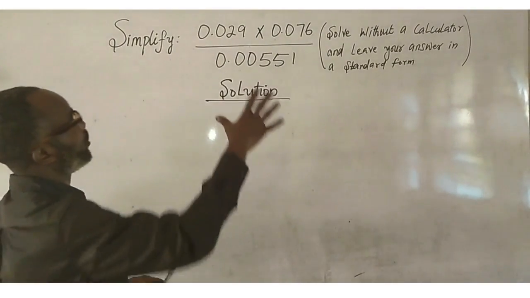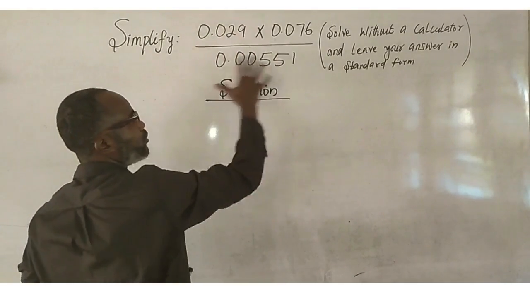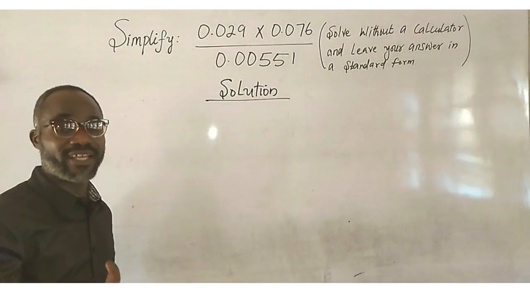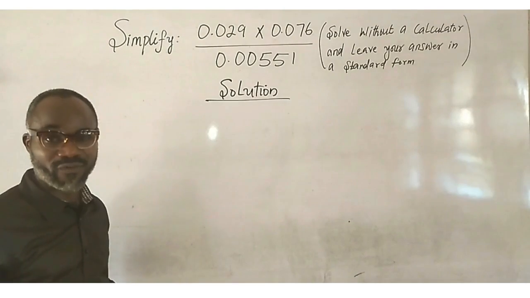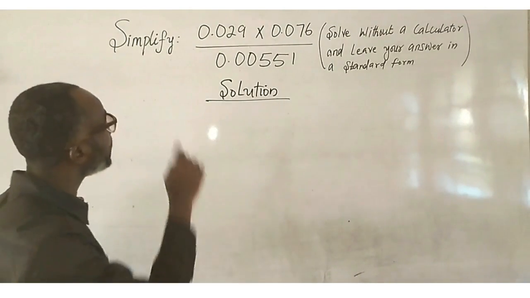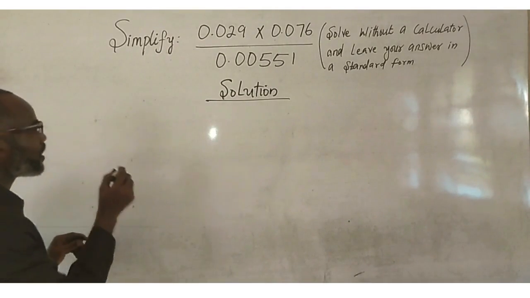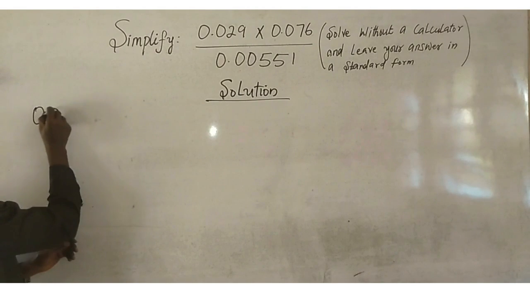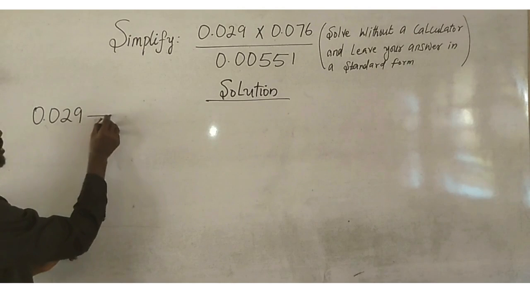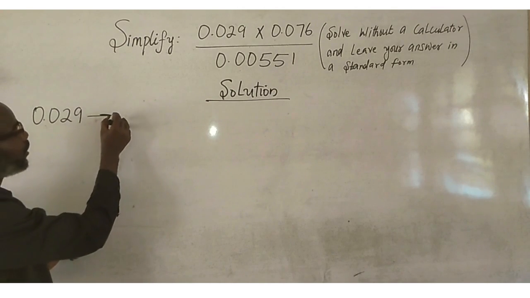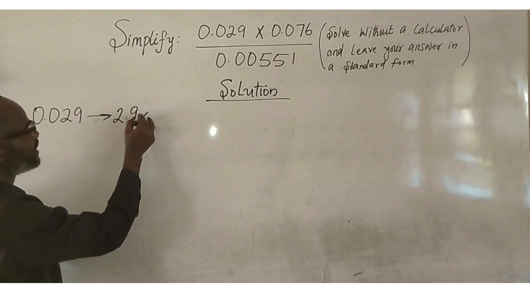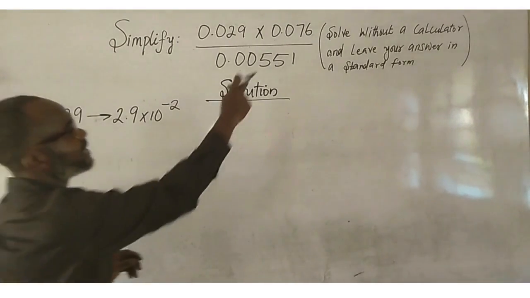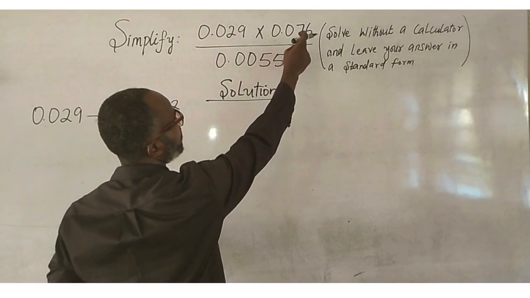The problem we have here is just to understand what to do. Once we understand what to do with these 2 points, then solving the remaining aspect of it would be no problem. So let's take it one at a time. The first point is 0.029. We are changing this into standard form, and it becomes 2.9 times 10 raised to the power minus 2. Good. We take the second part, that's 0.076.